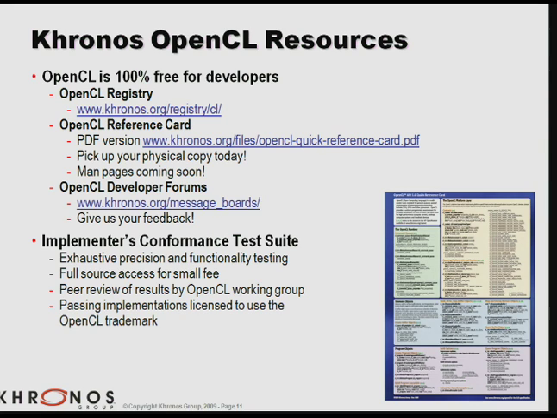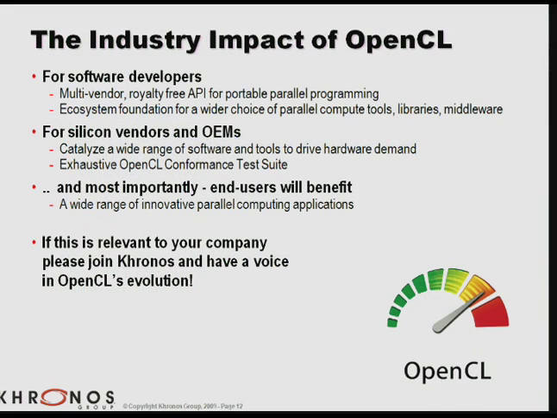If you're implementing OpenCL, Khronos has quite an extensive conformance test suite. It tests both precision and functionality. You can get access to the source code for a small fee. If you upload your results, which are peer reviewed by the other working group members, and you pass the tests, you get a license to use the OpenCL trademark in your implementations.